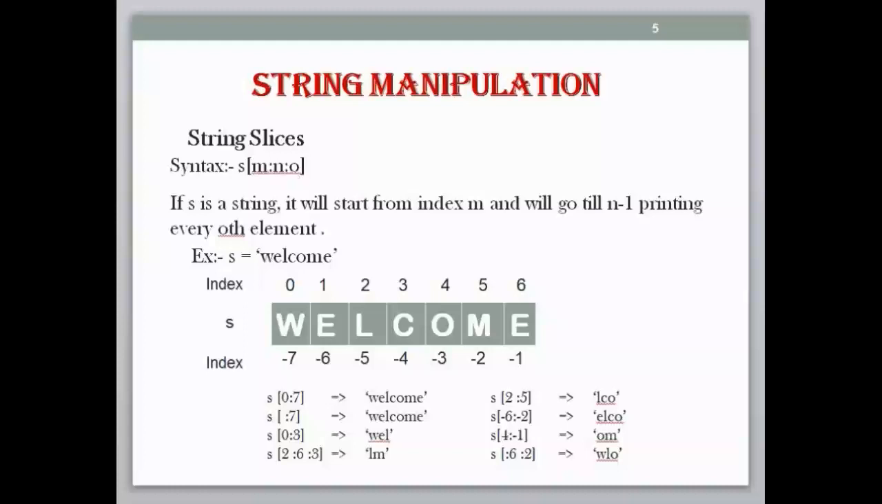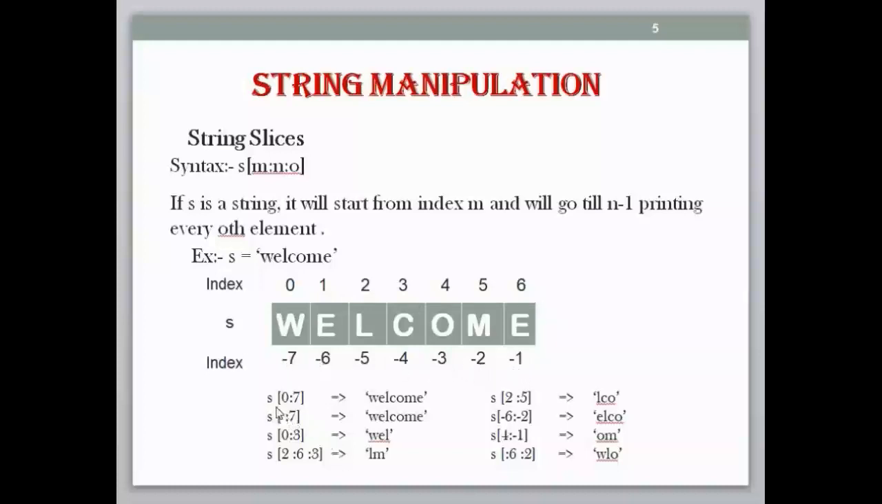So here is an example like S is equals to welcome. The best way to solve the slicing problem is to just write the characters like this and start indexing from 0. Whatever the number comes, then come to the lower side and now start writing the index starting from -1, like -1, -2 and so on.